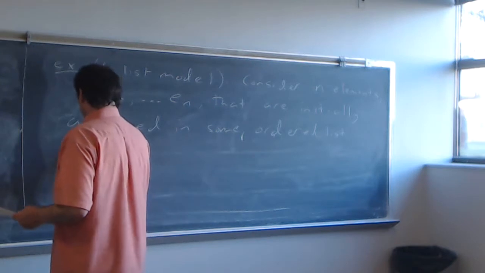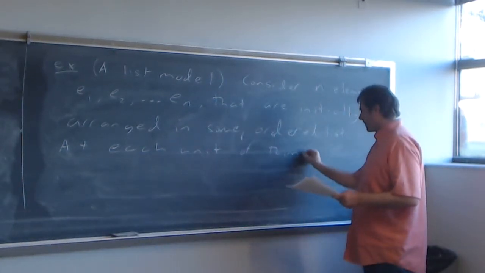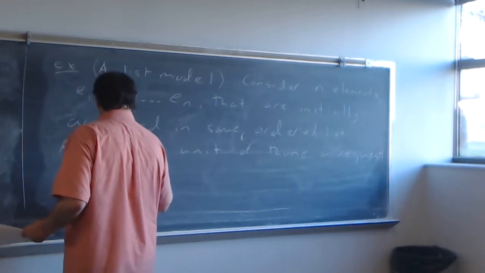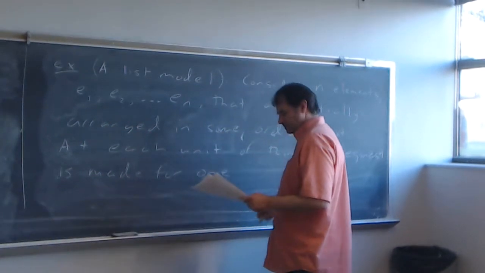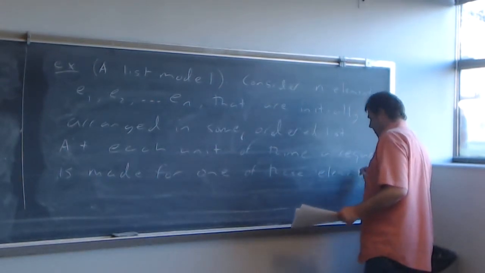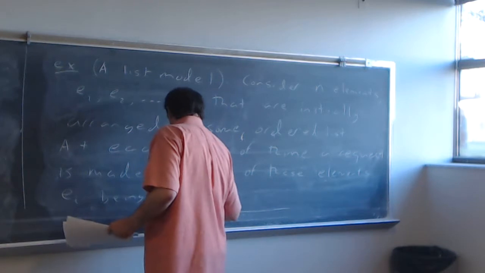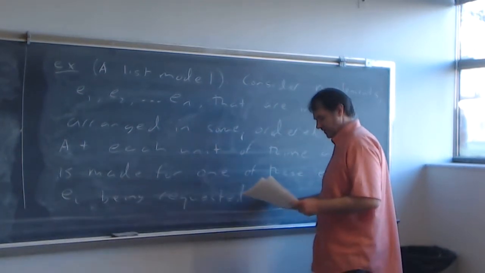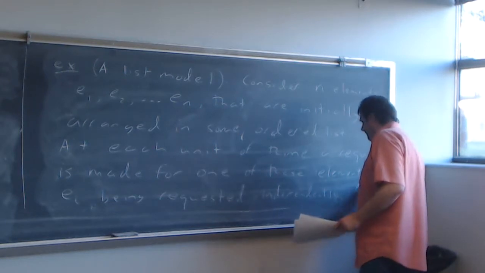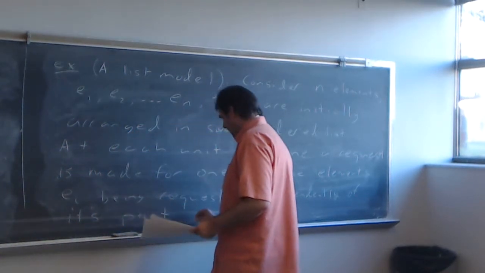It said at each unit of time, a request is made for one of these elements, E sub I being requested independently of its past, with probability P.